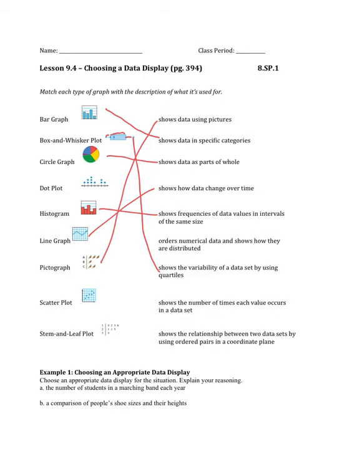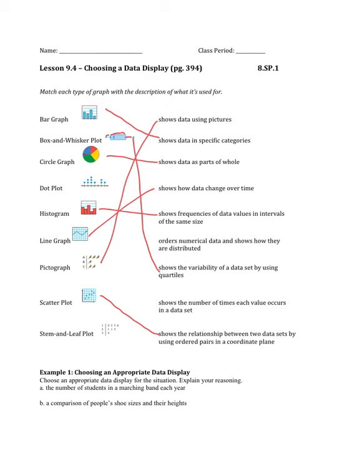Okay, showing the number of times each value occurs in a data set. Okay, let's come back to that one. Showing the relationship between two data sets by using ordered pairs in a coordinate plane. That is a scatter plot. Okay, so we're left with stem and leaf plot and dot plot.